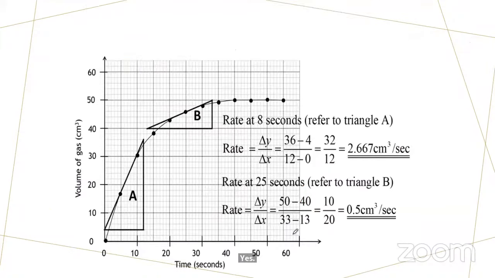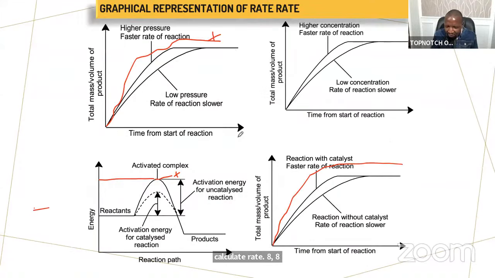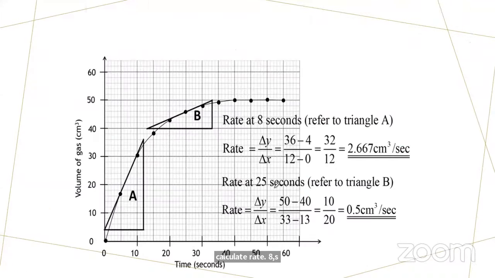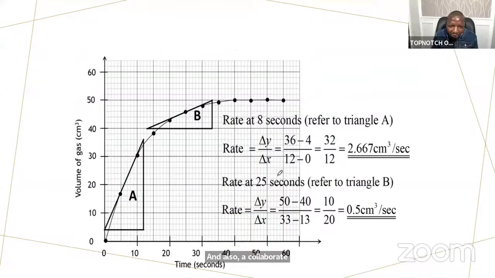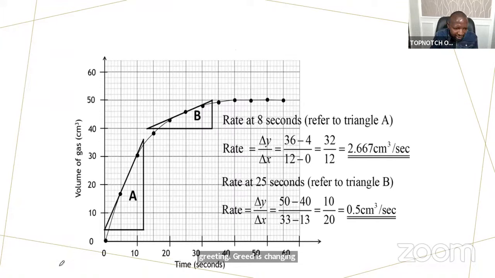Now, another concept that students do not know is how to calculate rate at a particular point. This is called instantaneous rate. When you are told to calculate rate at 8 seconds, and also calculate rate at 25 seconds, you look at 8 seconds, then you draw a tangent that is touching at that point. By drawing a tangent, that is the first marking point. Then you calculate the gradient. Gradient is change in y over change in x.